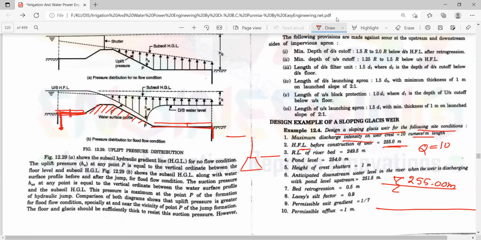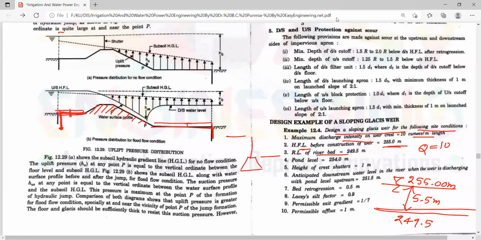And the reduced level of the river bed is 249.5 meters. And approximately it is 5.5 meters depth of flow. Maximum depth of flow possible in the river. So for the maximum flow, 5.5 meters depth of flow is possible.